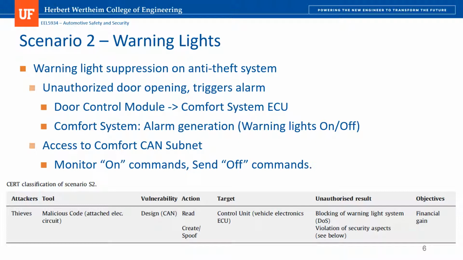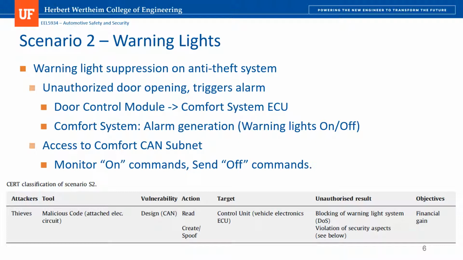So anytime they would try to get access to the vehicle, they would be able to override the alarm by telling it to turn off as fast as possible, by sending tons of these off messages.